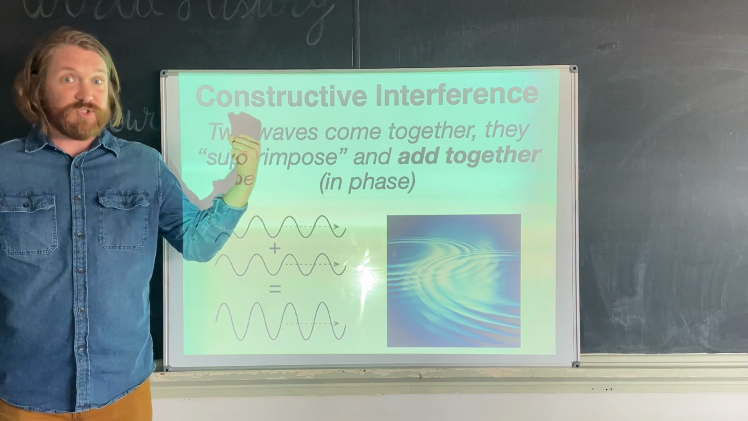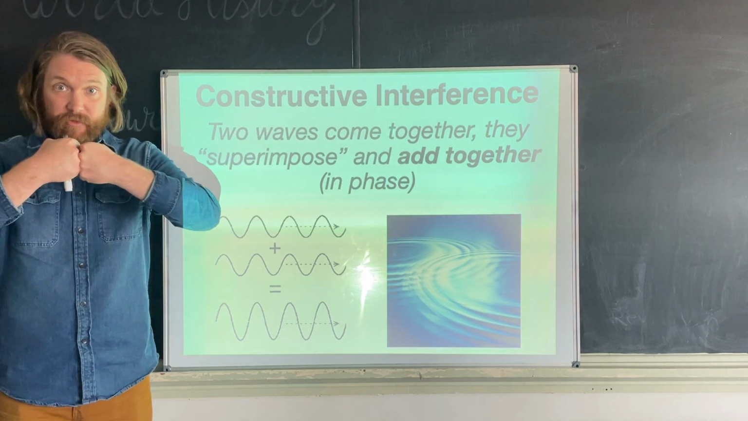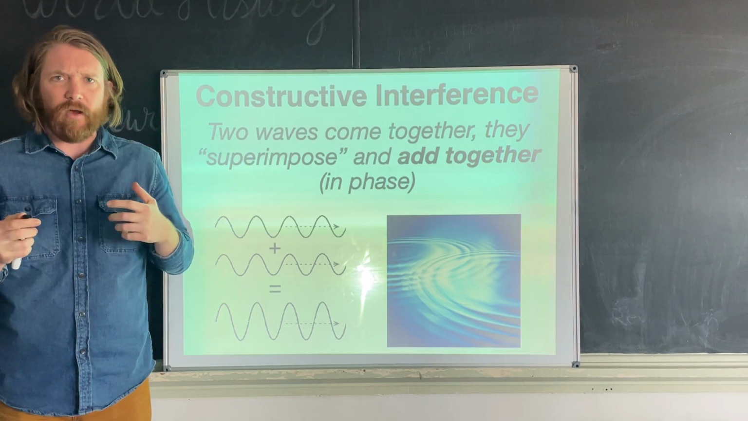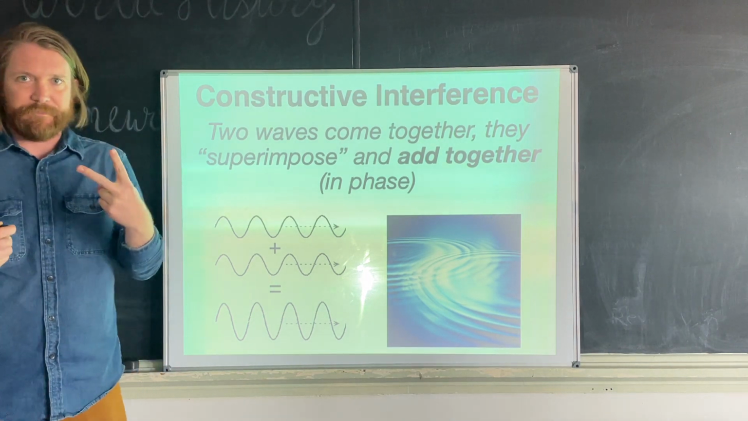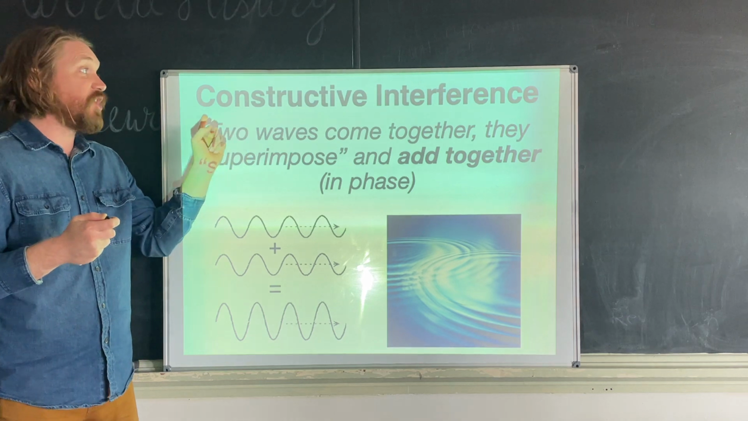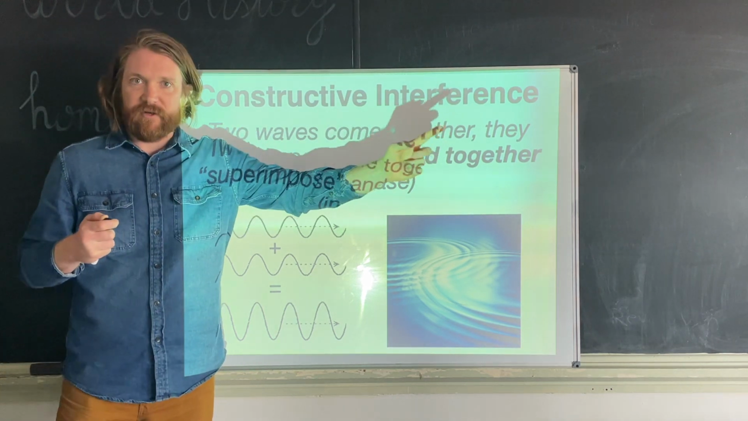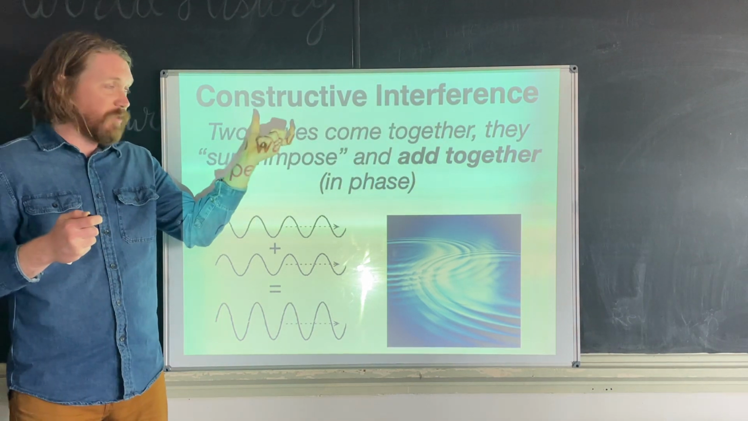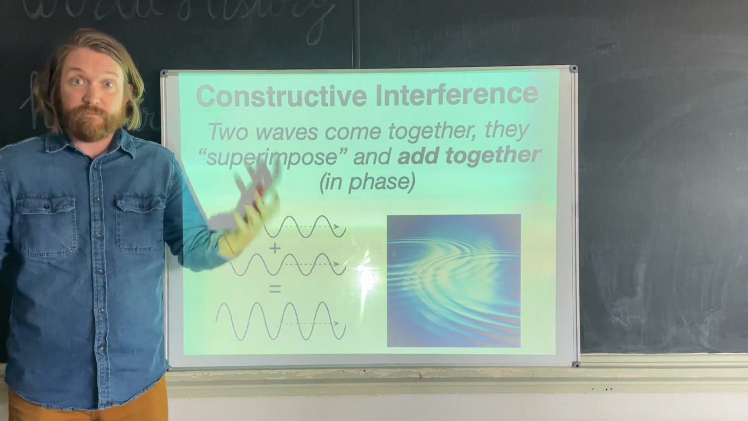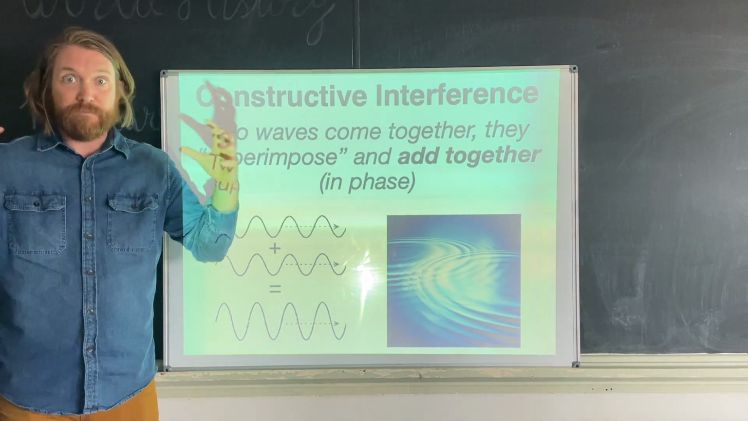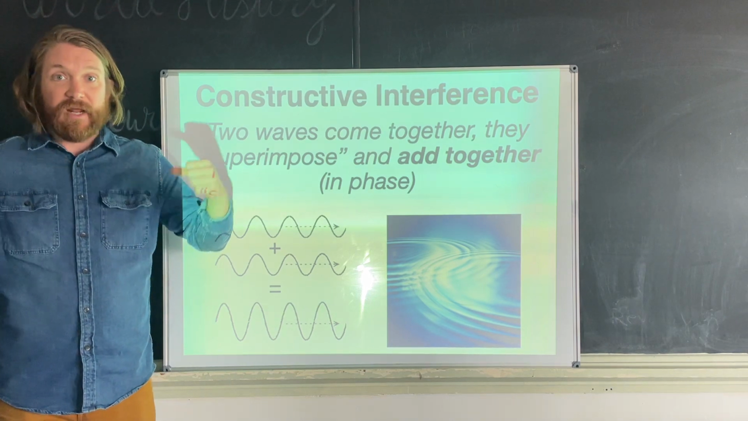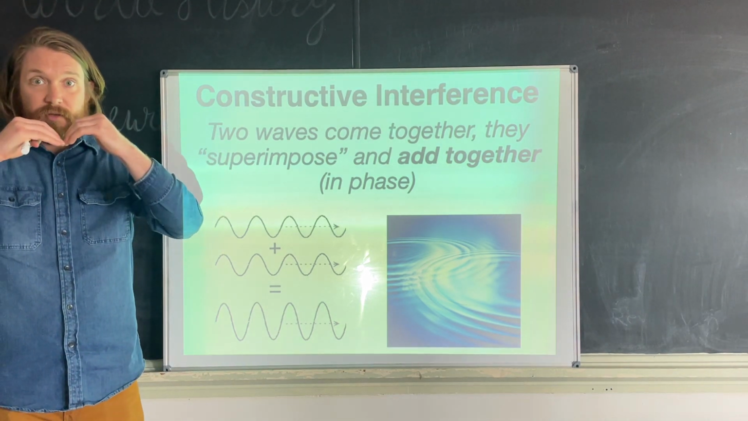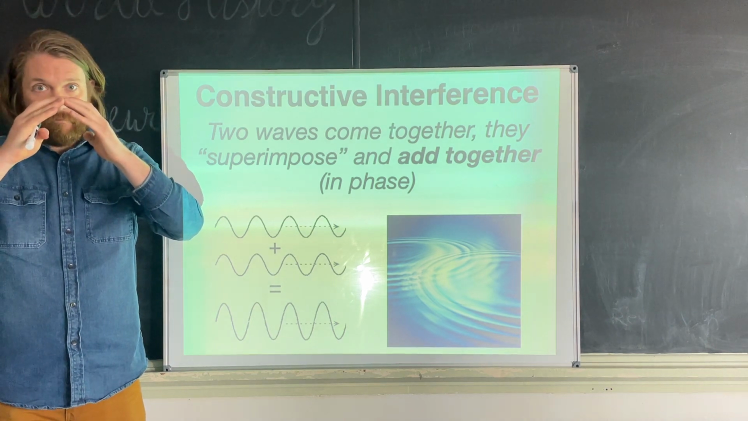Interference is what happens when two waves hit each other. Now, when two waves hit each other, one of two things can happen. The first we're going to talk about is constructive interference. When you hear the word constructive, I'm sure you think of building. This is what happens when you build something up. And constructive interference is what happens when two waves hit each other and they make a bigger wave.